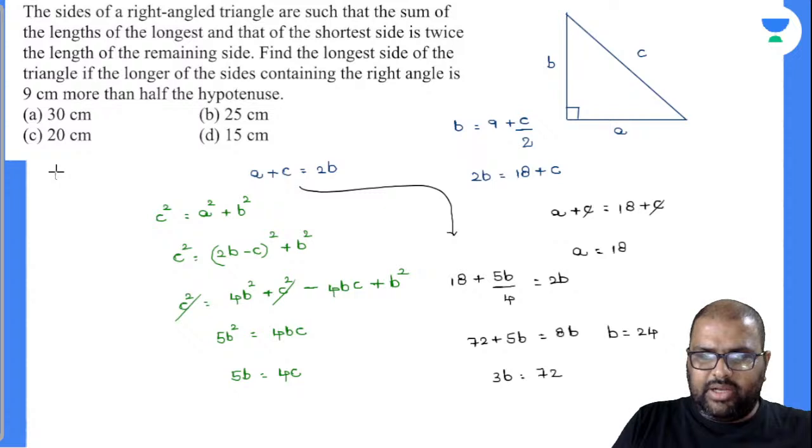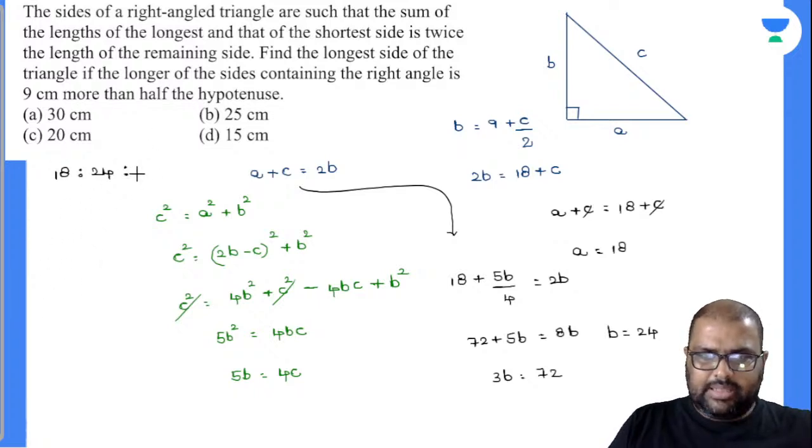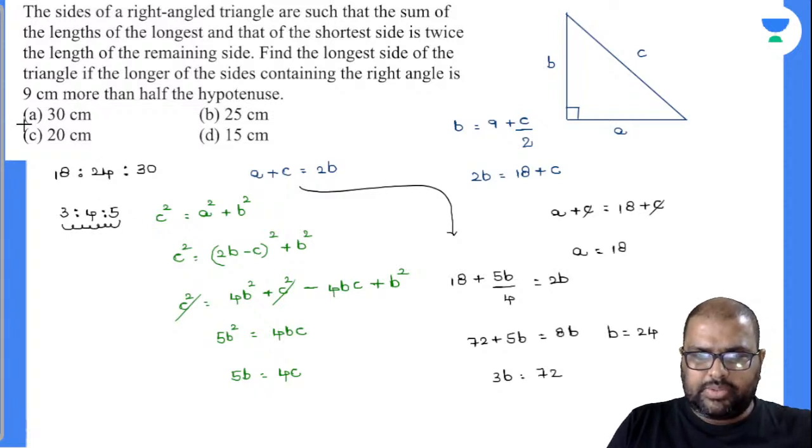Everybody knows A value is 18, B value is 24. Now closely observe there. What will be the equation there? 3, 4, 5. 6 5s are 30 has to be the answer there. 3 is to 4 is to 5. Upon removal of common factors, it has to be 3 is to 4 is to 5. And this will work out surely. And your option number A is exactly true.